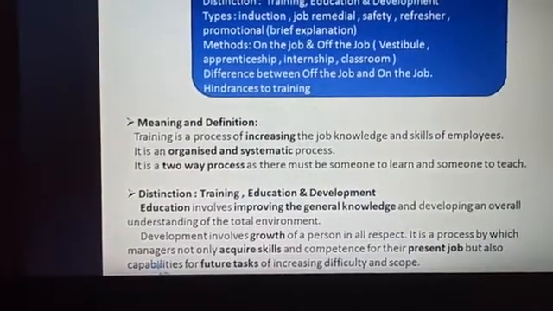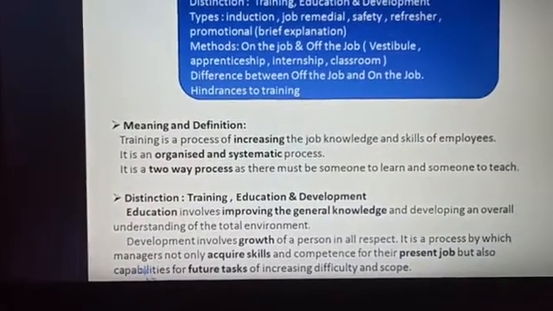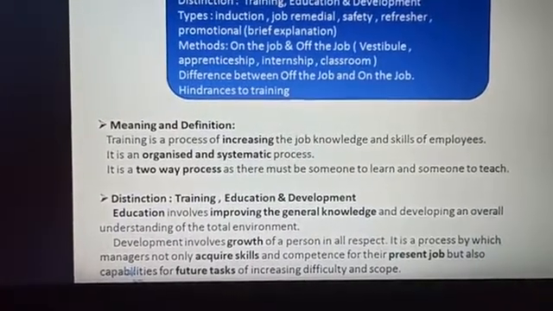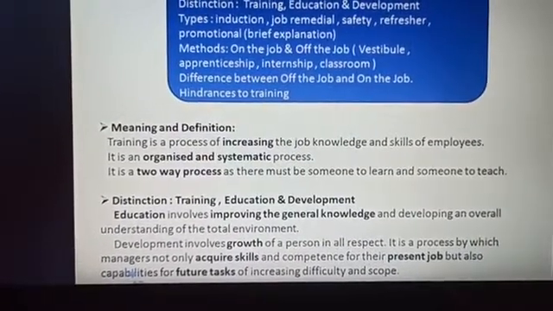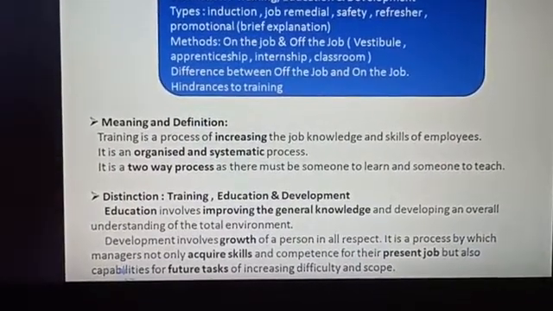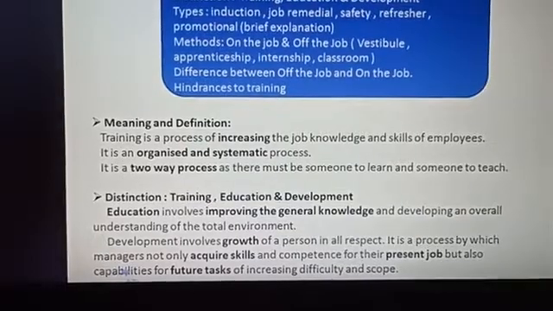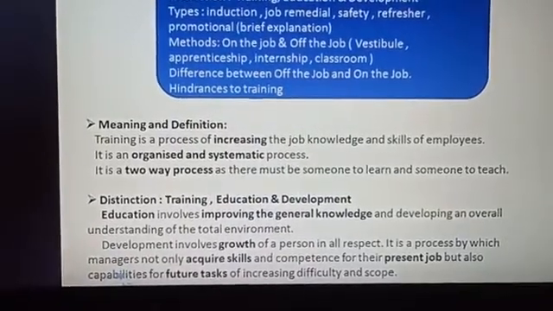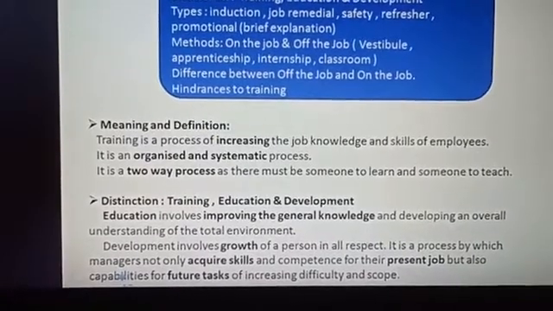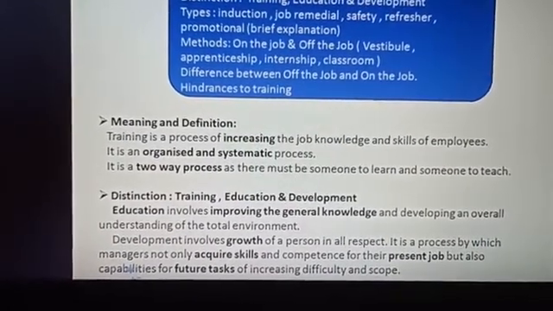Distinction between training, education and development. Before we move into the distinction, what is education and what is development? Education involves improving the general knowledge and developing an overall understanding of the total environment. A general aptitude is developed through education.